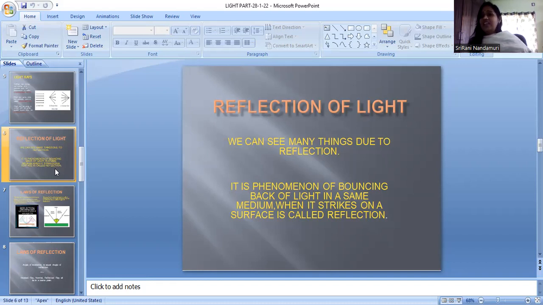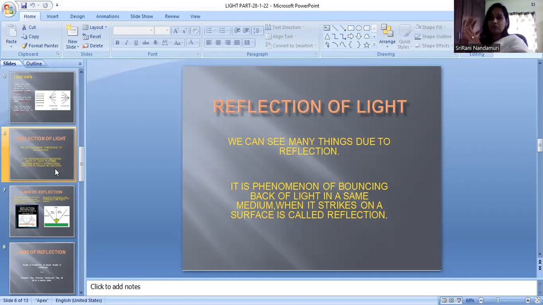When the light ray strikes an object, it bounces back. Let me give you one example. Children, we all play with a ball, right? For example, if you think this is a ball, I'm throwing the ball with force towards the wall. Just I have thrown a ball with this amount of force.